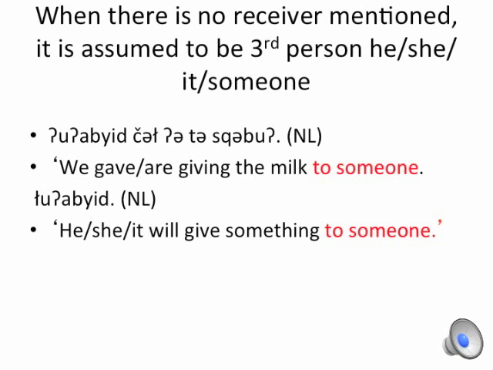In shu abyid, there's no doer, there's no receiver, there's no object, so I just assume it's third person. Shu abyid, he, she, or it will give something to someone. In Lashitsi, that's a perfectly fine sentence. Shu abid. He, she, or it will give something to someone.